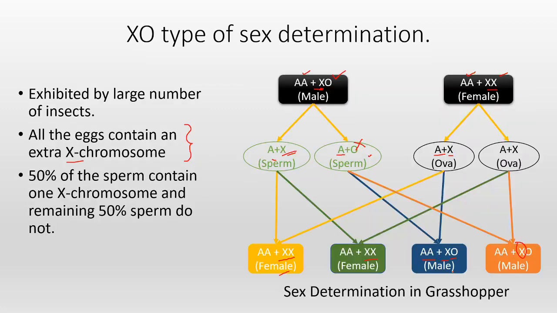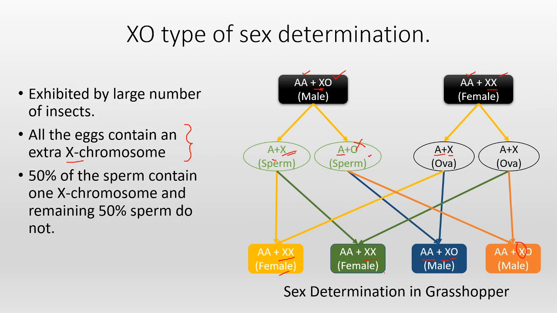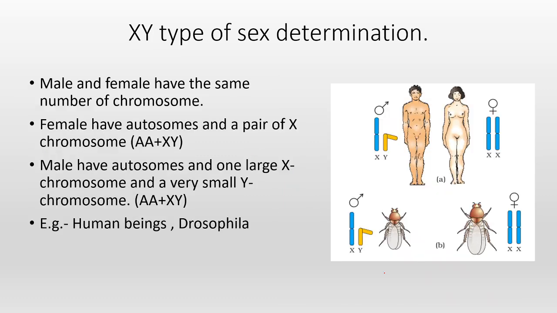Now, when we talk about humans, right, and some of the other organisms, we see the XY type of sex determination. Here, the male and the female have the same number of chromosomes, right? While in the previous case, as you saw, there is a difference in the number of chromosomes in some of the gametes. Here, there is no difference. Both the male as well as the female have the same number of chromosomes.